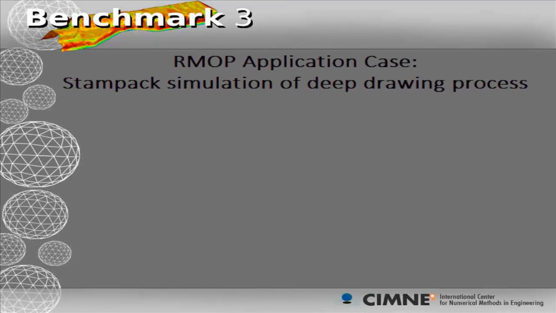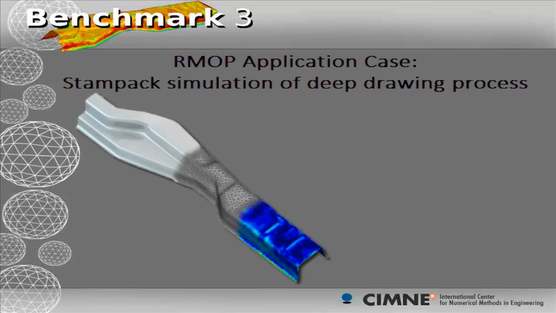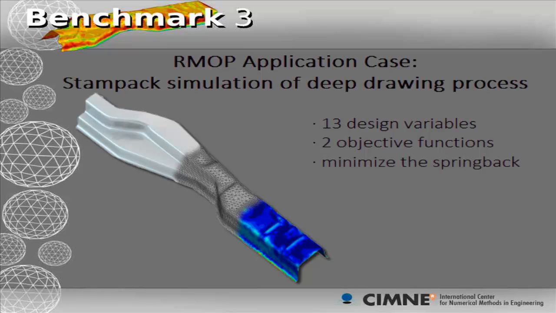Next, we will explain the optimization of a deep drawing process. This particular industrial case was presented as Benchmark3 at the NUMISHEET 2011 Congress that took place in South Korea. It was optimized through 13 design variables and 2 objective functions. The optimization of this case aims to minimize the springback measured through displacement in 20 different control points.